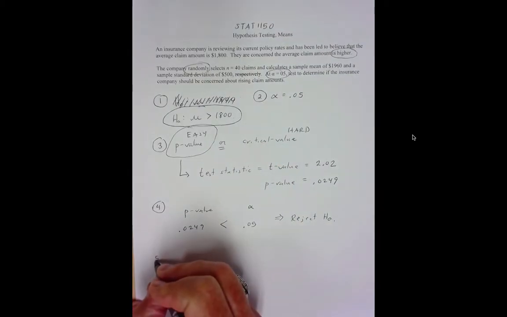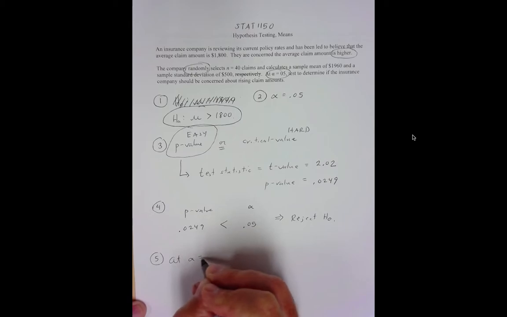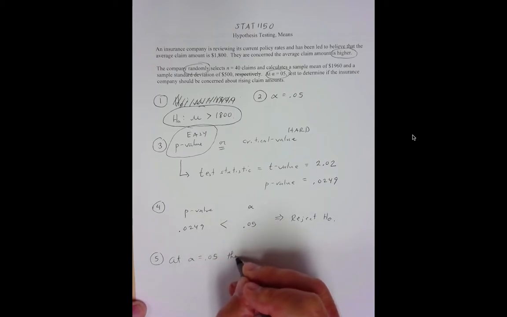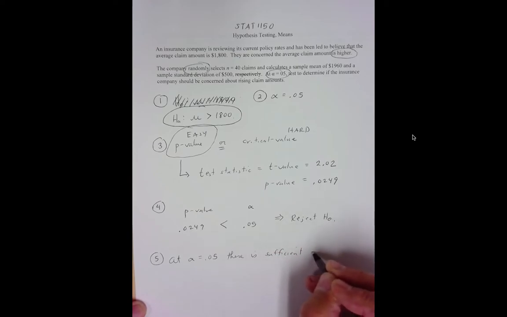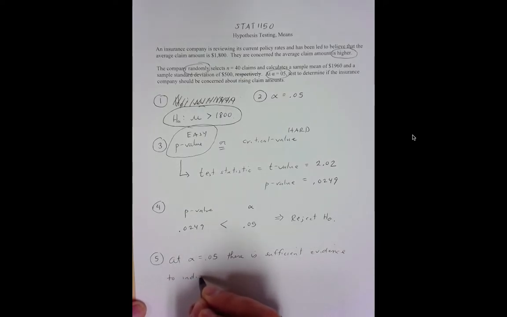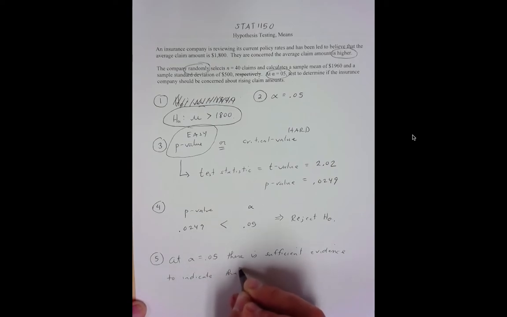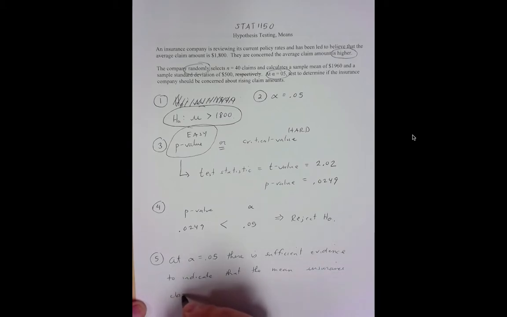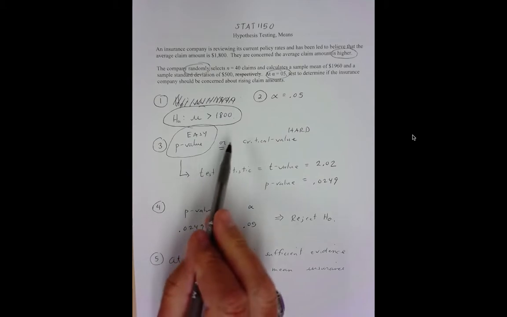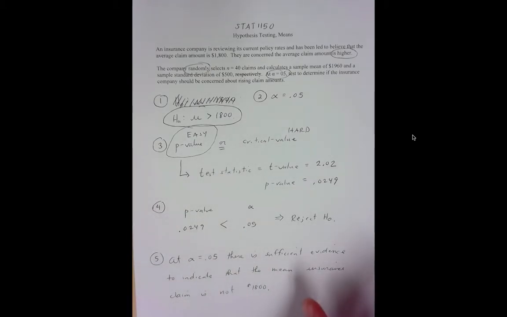Okay? So at alpha equal 0.05, there is sufficient evidence to indicate that the mean insurance claim is not $1,800. And we could actually conclude further that it appears to be higher than $1,800.